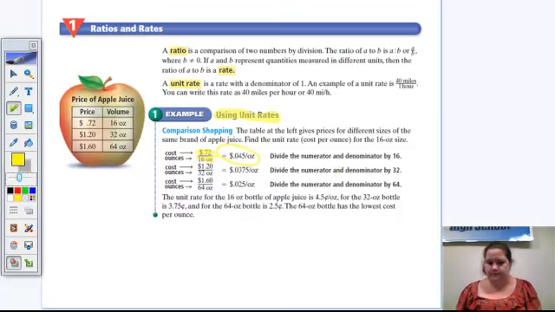0.045, guys. Same thing down here with your $1.20 divided by 32, you'll get 0.0375. And 0.025. The unit rate for the 16 ounce bottle of apple juice is 4.5 cents per ounce.